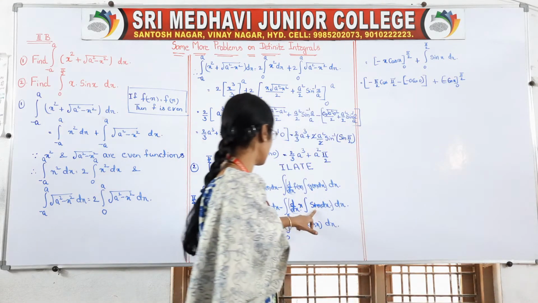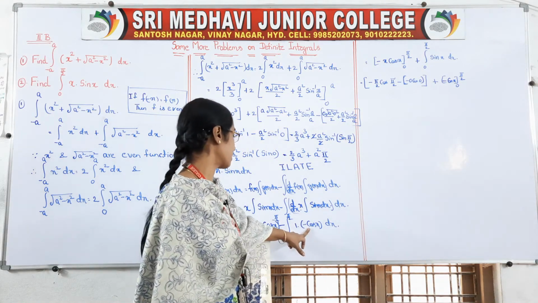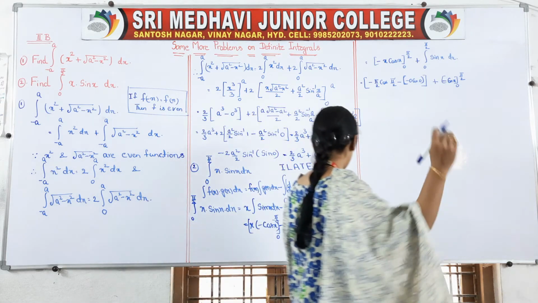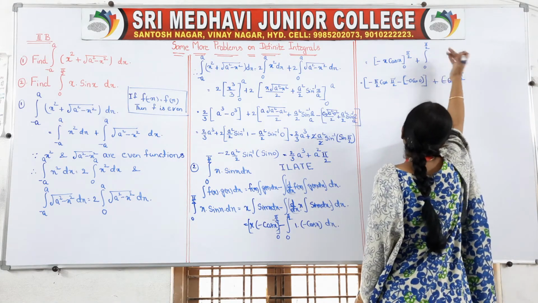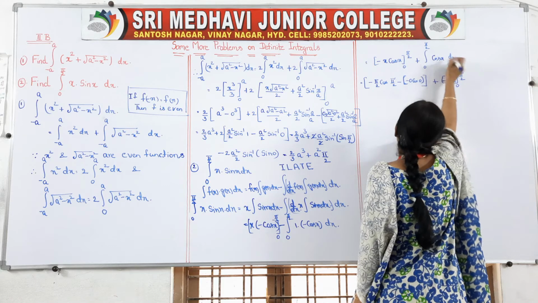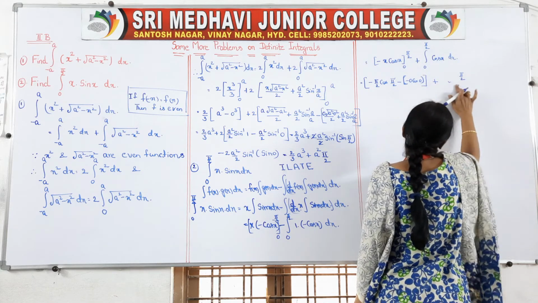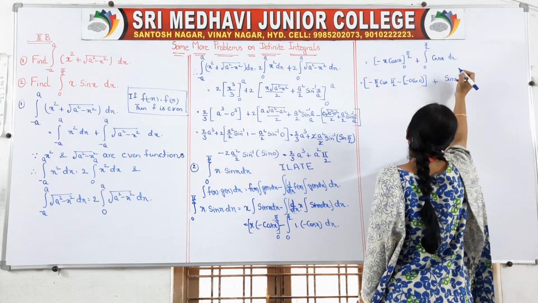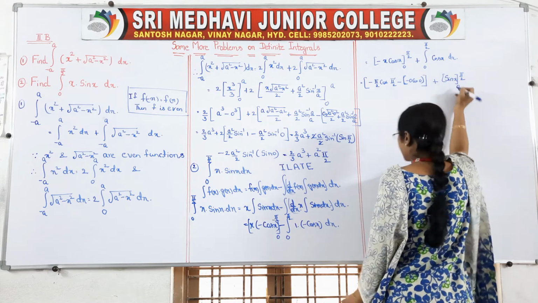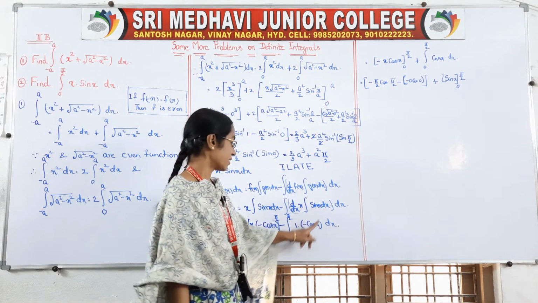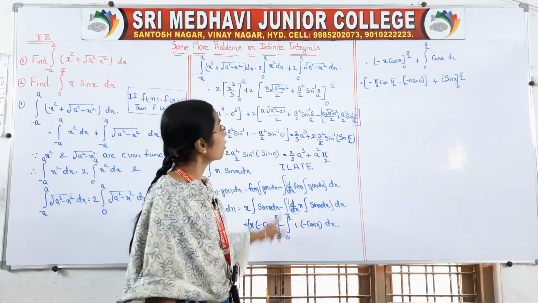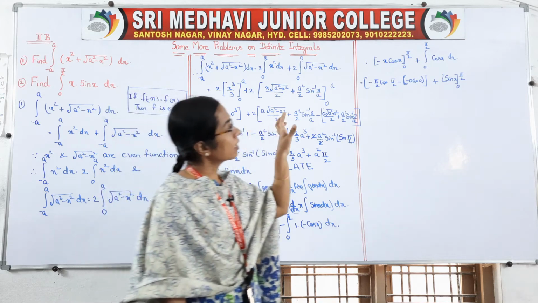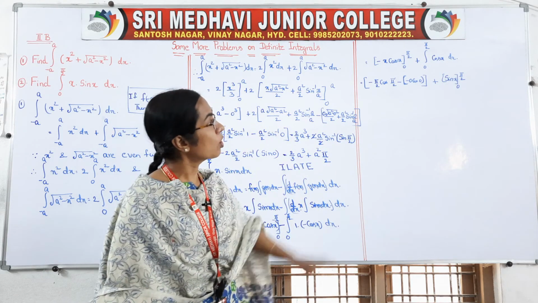First, for this one, the integral of sin x, I said cos x, but sorry, be careful. The integral of sin x is minus cos x, and the integral of cos x is sin x. So minus of minus, plus integral 0 to pi by 2 of cos x. The integral of cos x is sin x, from 0 to pi by 2.